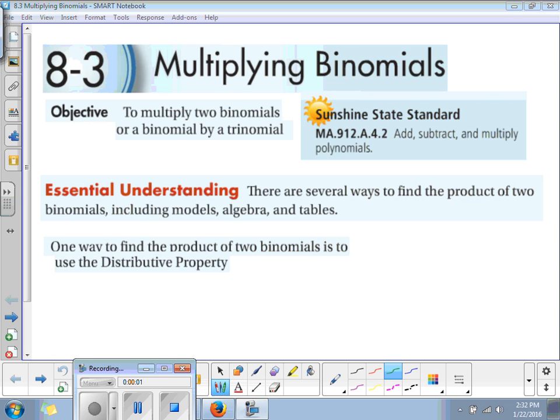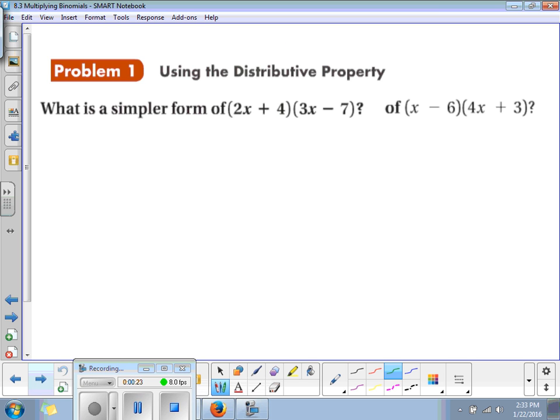Section 8.3 is multiplying binomials. There are several ways to find the product of two binomials, including models, algebra, and using tables. One way is to use the distributive property. So, problem 1 is using the distributive property, and we'll rewrite it.